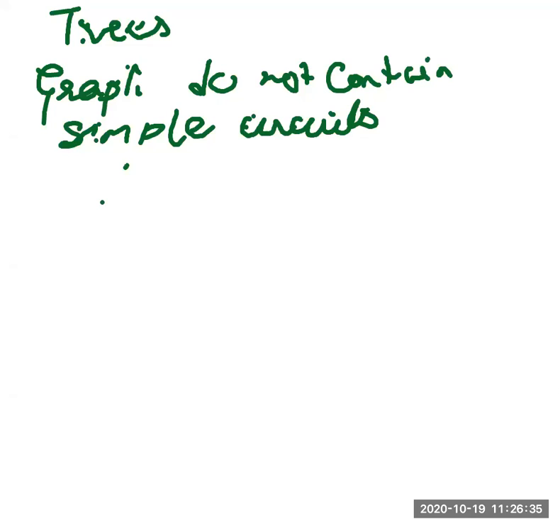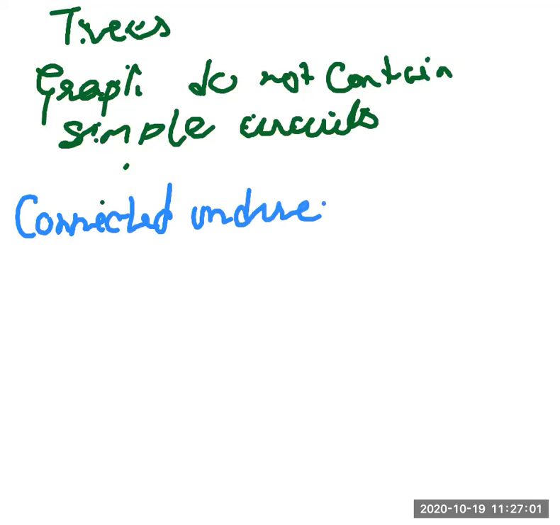A tree is a connected undirected graph with no simple circuits. So it is a connected undirected graph with no circuits.